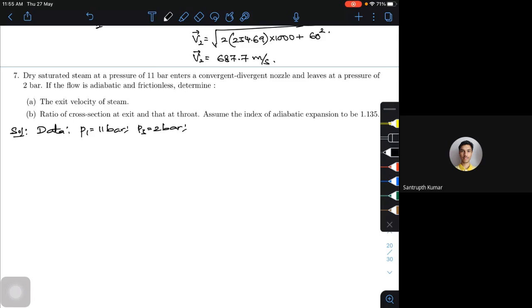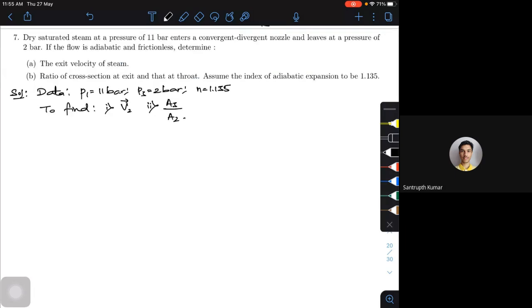The flow is adiabatic, so assume the adiabatic index, that is n, is equal to 1.135 for dry saturated steam. What are we supposed to find? We are supposed to find the first one, the velocity V3, the exit velocity. The second one is the ratio of A3 to A2.